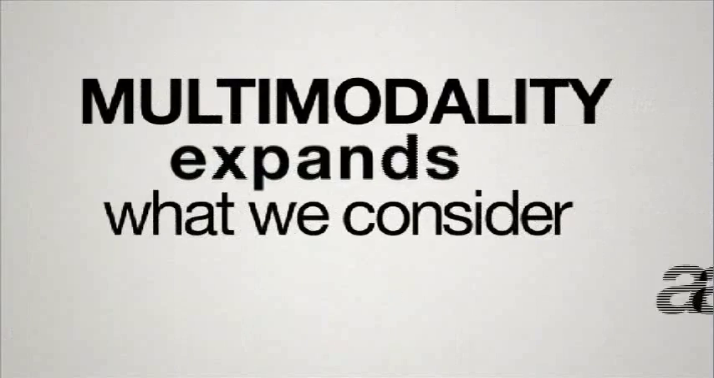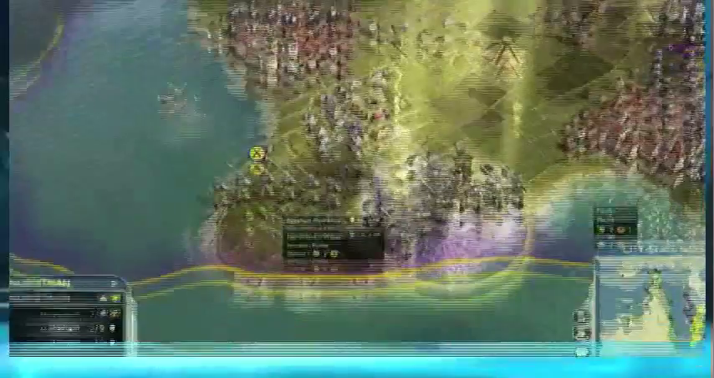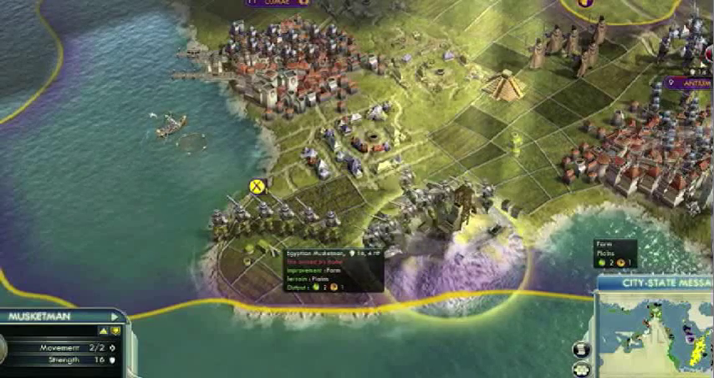Multimodality ultimately expands the notion of what we consider a text. A text can be a web page, a dance, an image, a video, or a video game, anything that can be read to determine meaning.